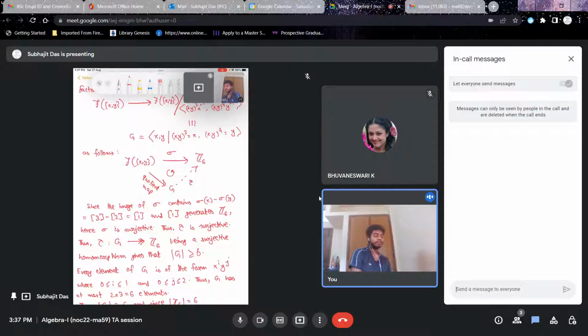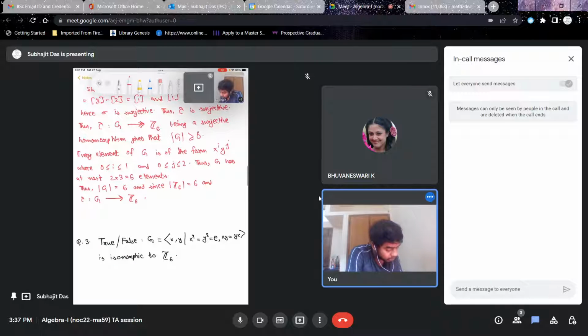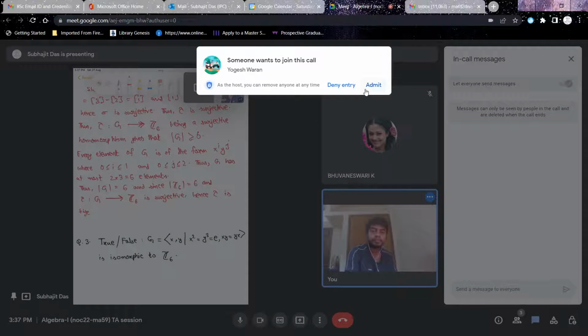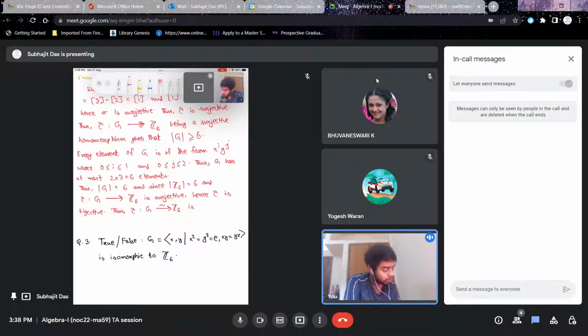tau is a surjective map from G onto Z6, so again, using the elementary pigeonhole principle, we get that tau is bijective. Tau maps G into Z6 and is surjective, hence tau is bijective. It has to be injective in particular. Hence tau is bijective. Thus tau mapping G into Z6 is an isomorphism.